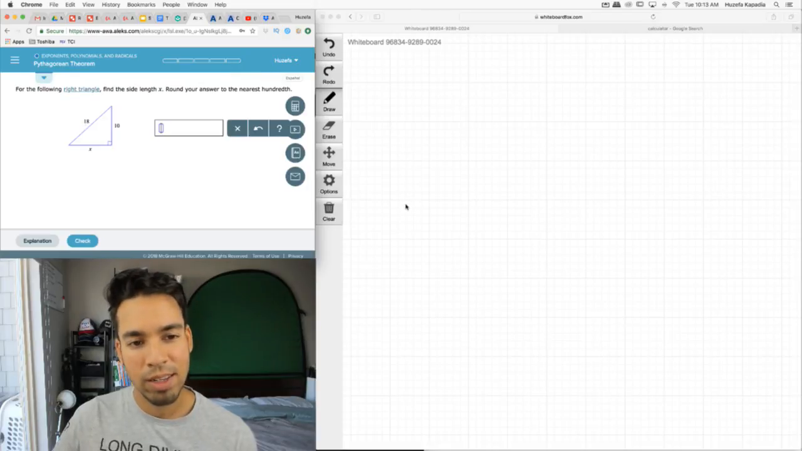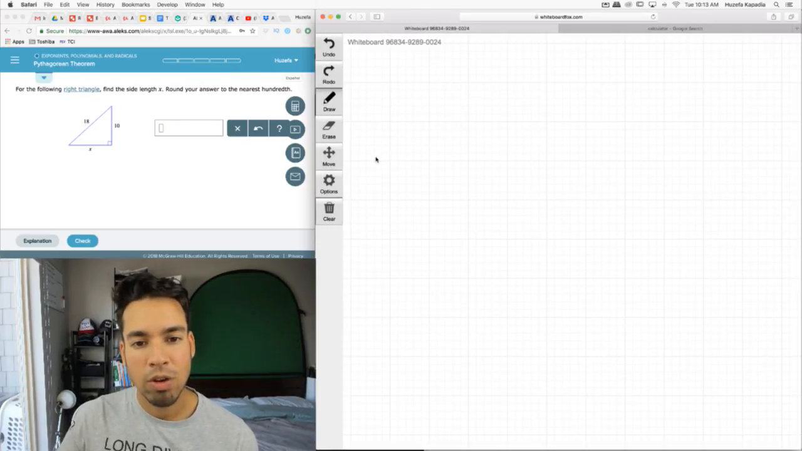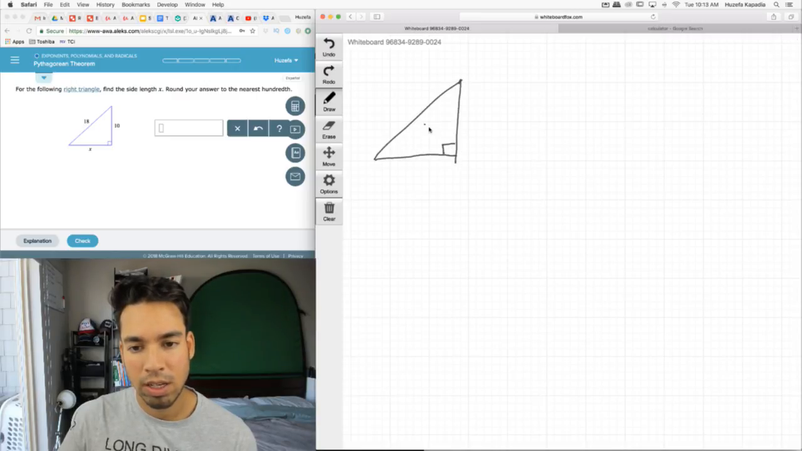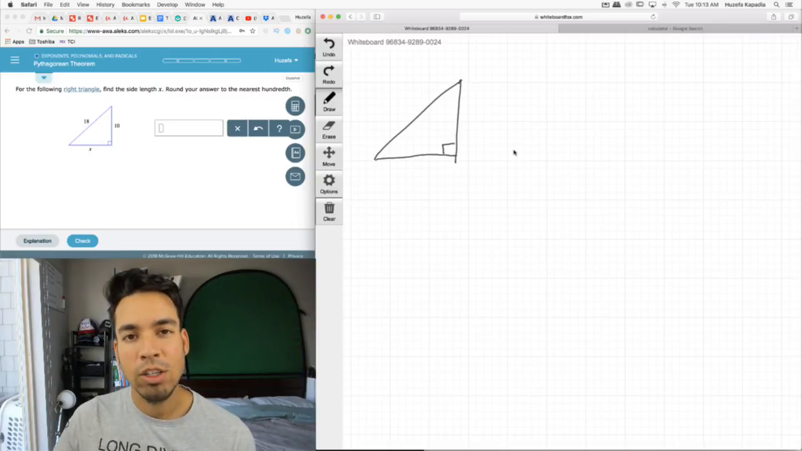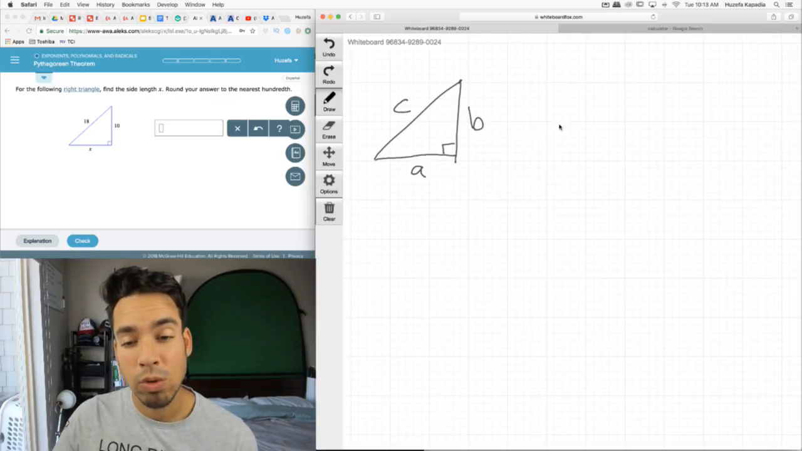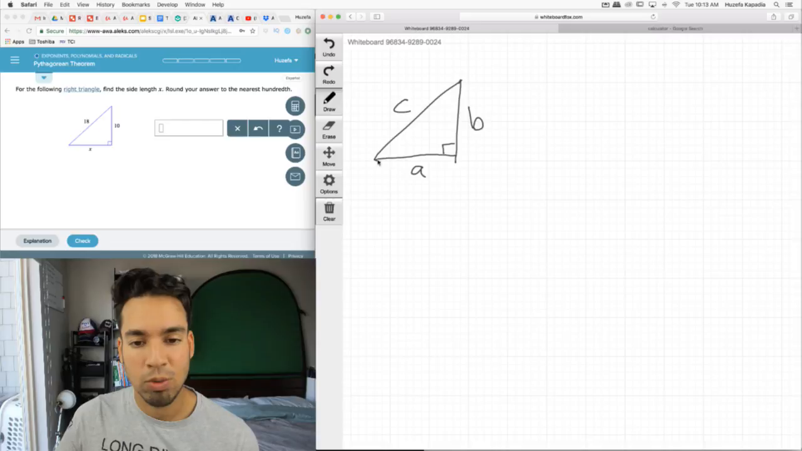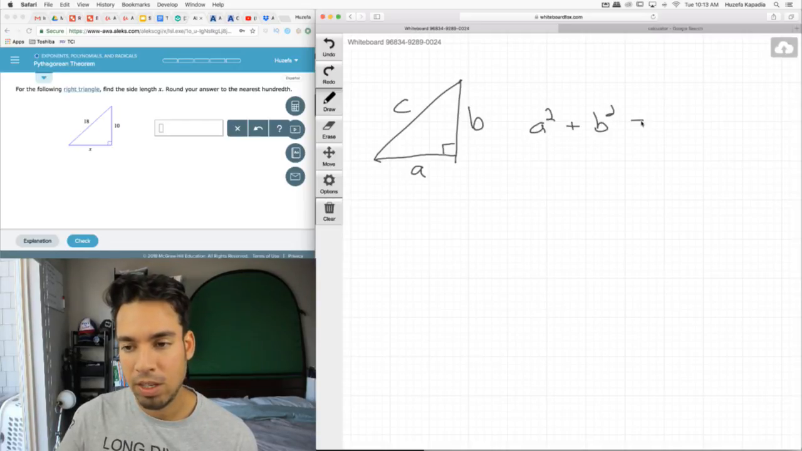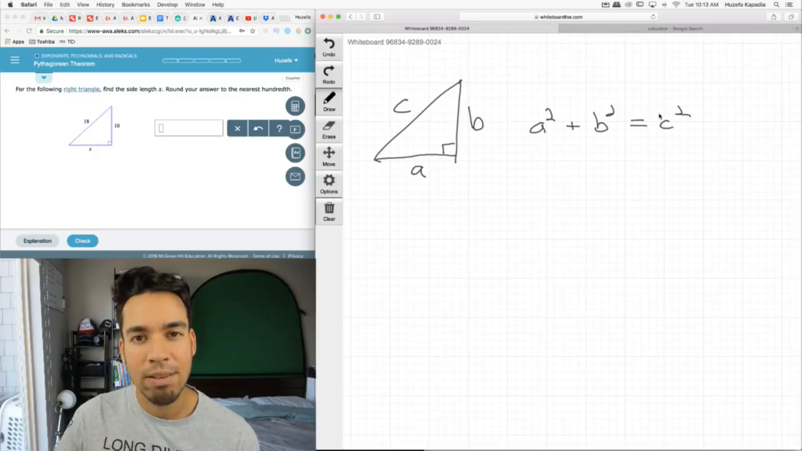All right, Pythagorean Theorem. What is Pythagorean Theorem? Pythagorean Theorem says that for any right triangle, a right triangle is just a triangle with a right angle. It's indicated by this. And a right angle is just 90 degrees. For any right triangle, if I call one of the legs A, the other leg B, and the hypotenuse C, hypotenuse is always C, then there's a relationship between the side lengths, which is A squared plus B squared equals C squared. And this is true for every right triangle.